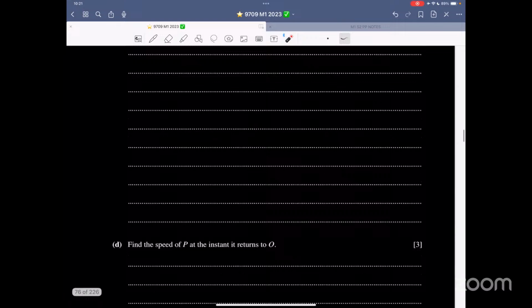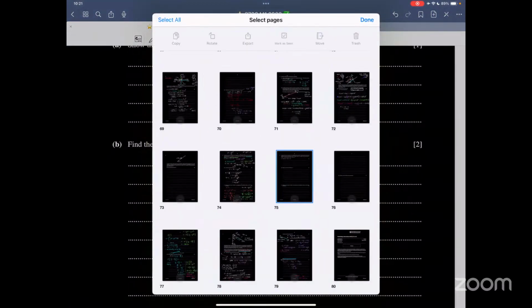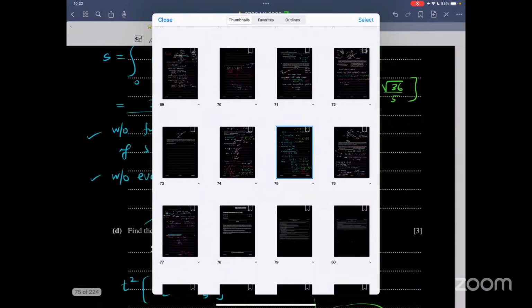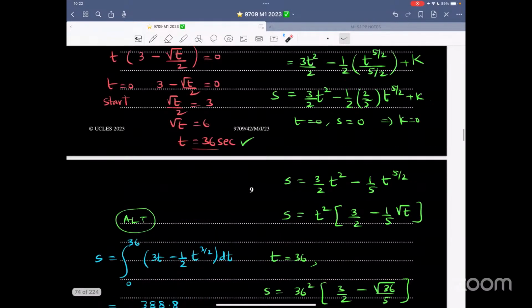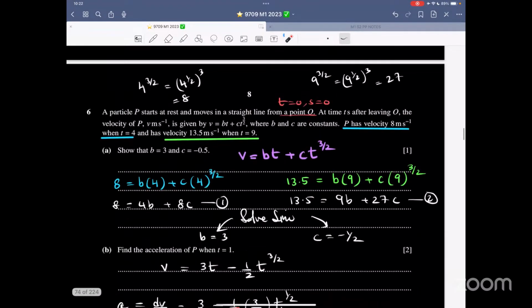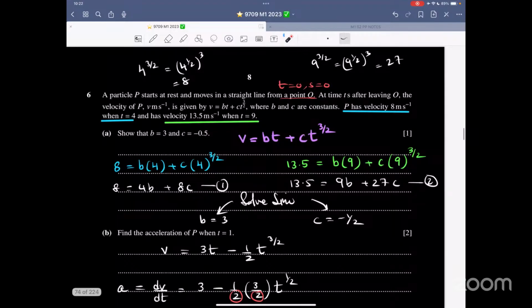So, a nice comprehensive question. Let me now remove these two pages. Page 1, page 2, delete it. Okay, now focus on this. Just look at the working at every step.